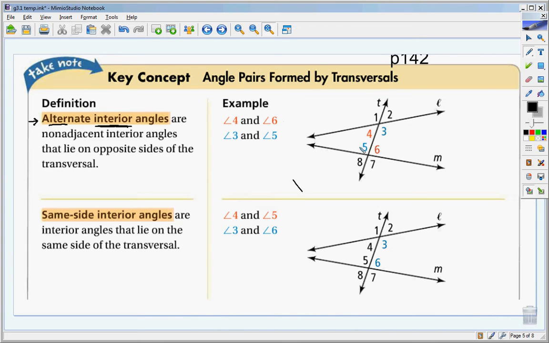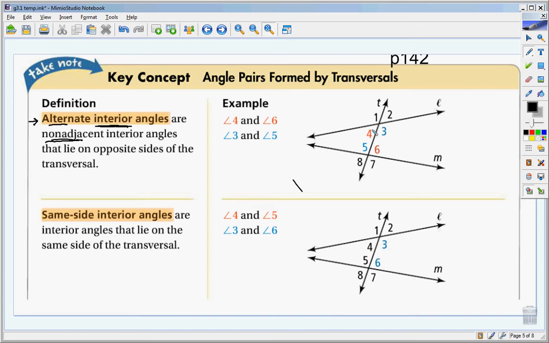Angle 3 and angle 5 are a pair of alternate interior angles. And notice it says that they're not adjacent. That way I know that I'm not talking about angle 4 and angle 3. Not only are they on opposite sides of the transversal, they're on opposite lines that the transversal is crossing. One is created by line L and one is created by line M.